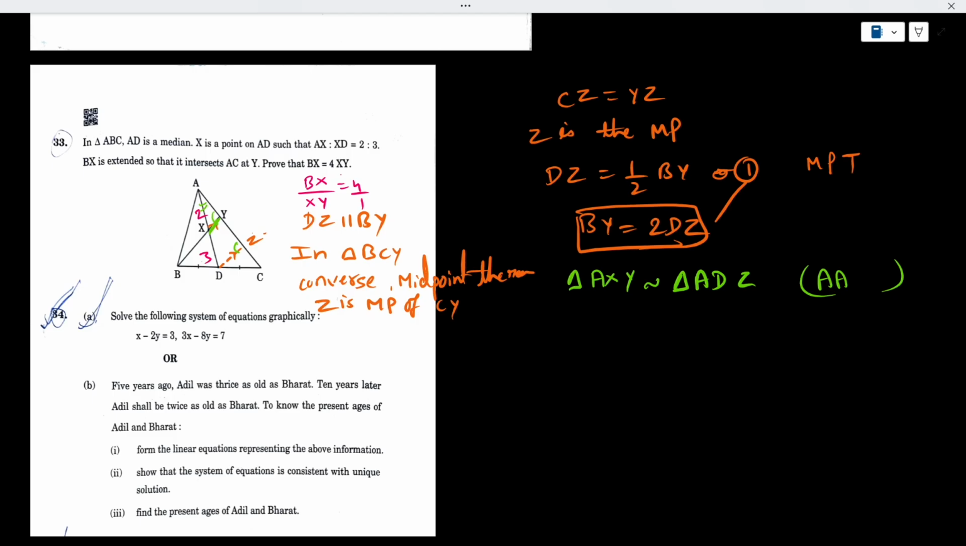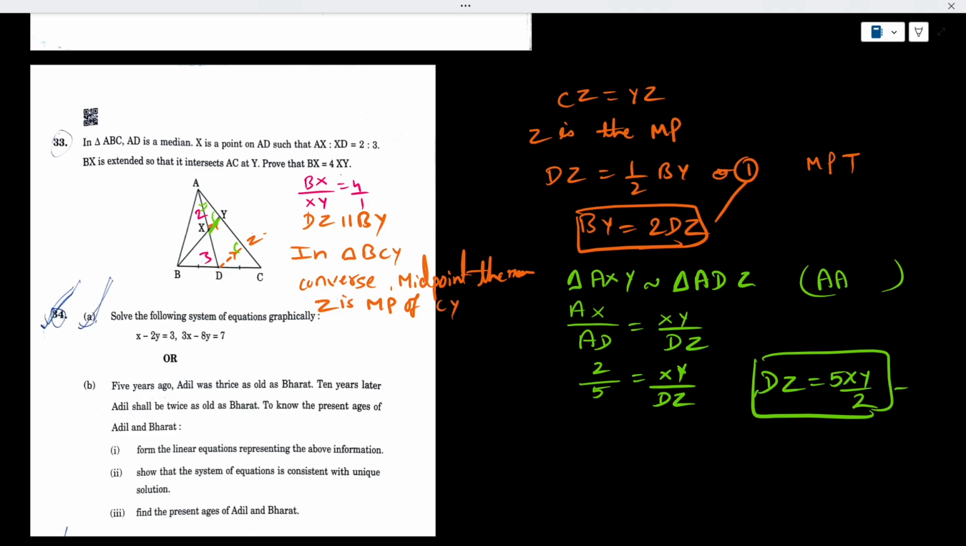Why am I doing this? Because now I can take the ratio AX by AD, which will be equal to XY by DG. I don't want AY by AG, so we are not taking it. Now, 2 is to 3 is given, so AX is 2, so AD will be 5, which is equal to XY by DG, right? So if I write this down, then DG will be equal to 5XY by 2. This is your second equation.